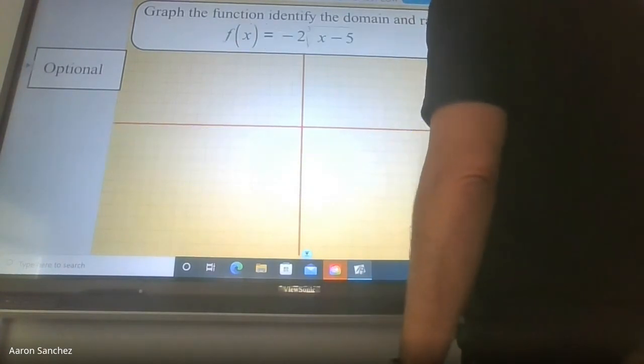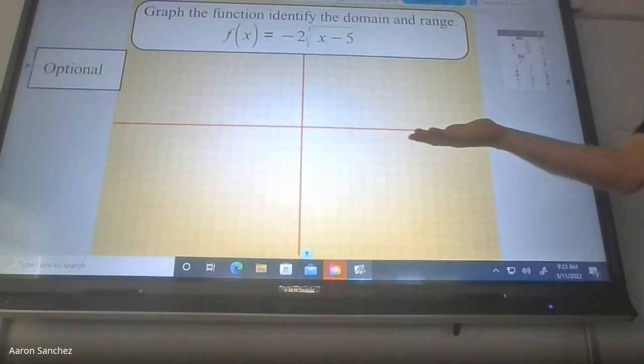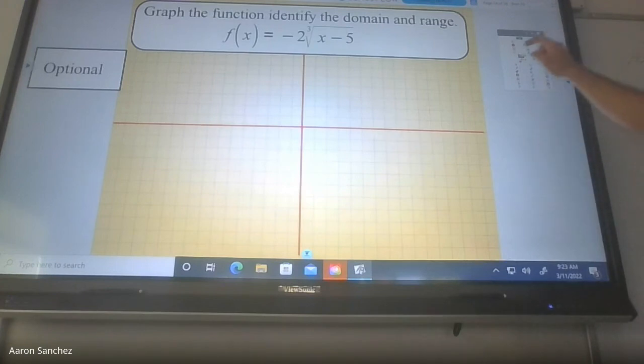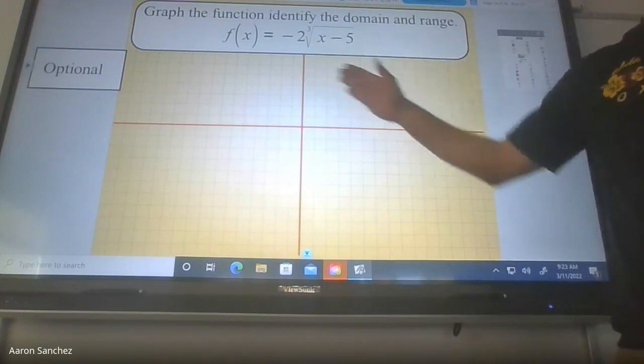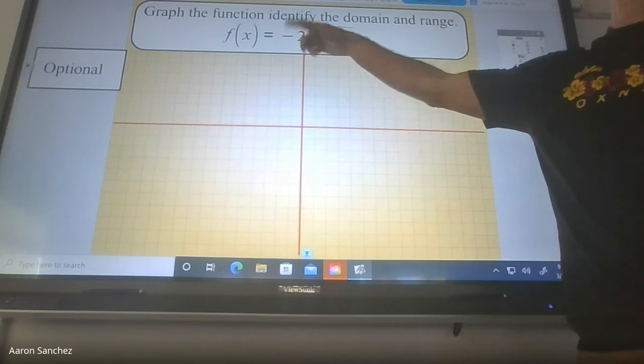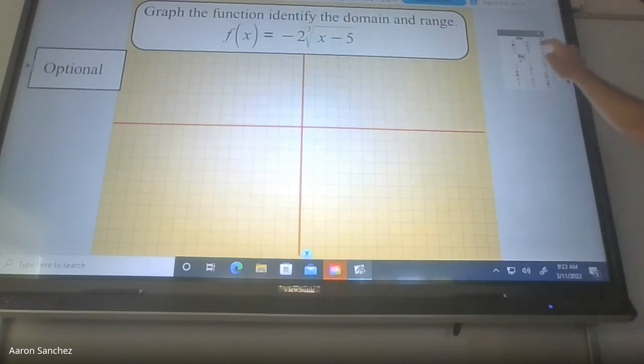Sure. I get it. All right. Optional. We'll do this if we have time. Let's move on. Same thing. H and K. 5. But then I multiply by negative 2. Right? Multiply the ups by negative 2.